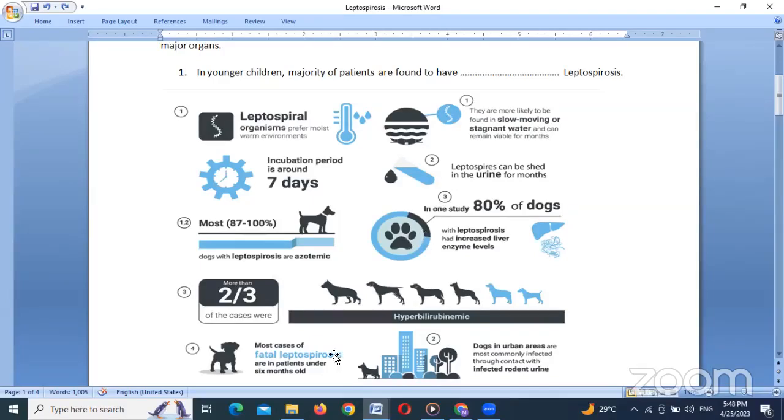So what I am doing is the same. This is just paraphrasing of this sentence. Most cases of fatal leptospirosis are in patients under 6 months old. So in younger children, what does younger children mean? Under 6 months old. Those who are very young, younger children, is the synonym of those under 6 months, because I cannot write directly here those who are under 6 months. If I write it here, everybody will find the answer, okay?